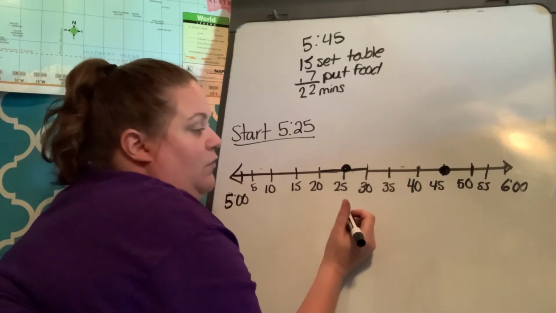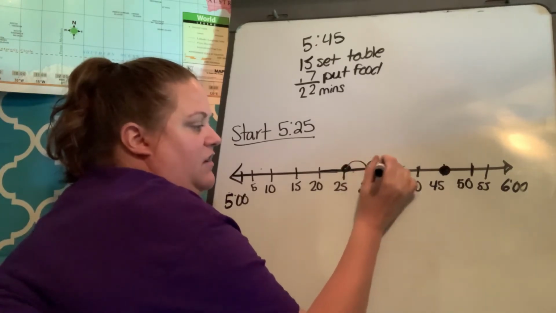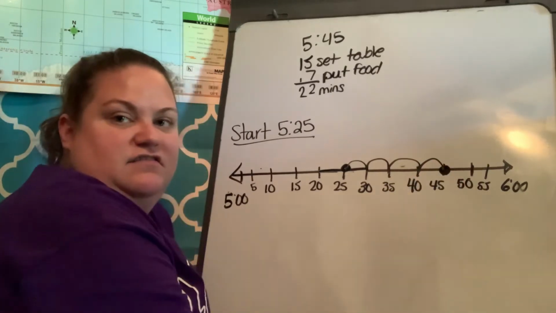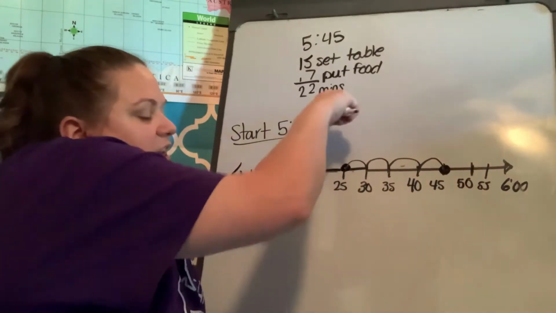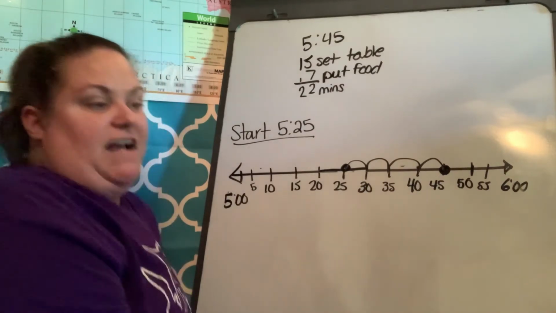So let's count out. Ooh, this is divided beautifully. So we're going to go 5, 10, 15, 20. Uh-oh. It takes him 22 minutes. So is Shane going to finish up so that everyone can eat by 5:45?